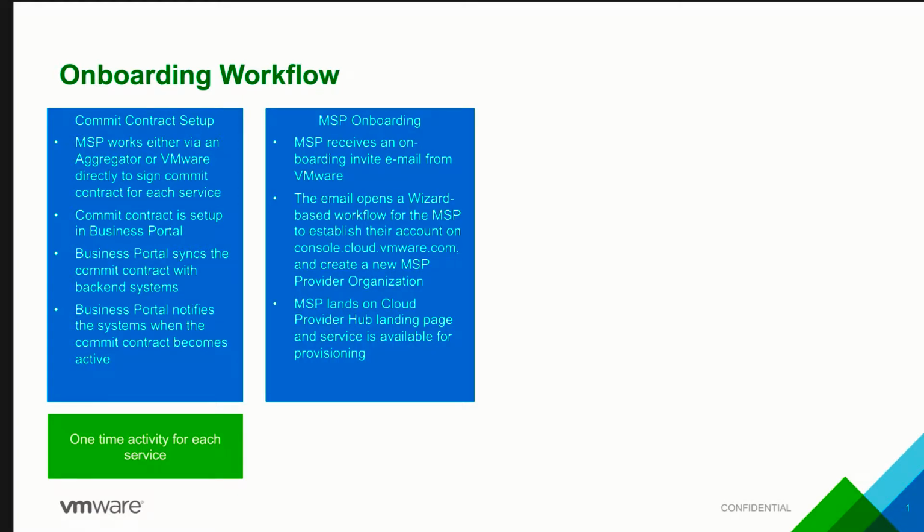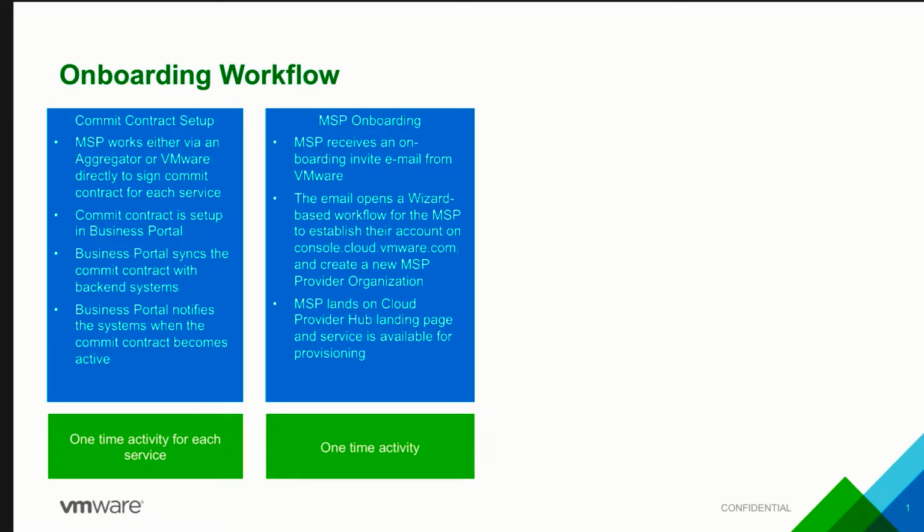However, the first time a commit contract becomes active, MSP receives an onboarding invite email from VMware. The email opens a wizard-based workflow for the MSP to establish their account on console.cloud.vmware.com and create a MSP master, that's provider organization. MSP lands on Cloud Provider Hub landing page when the provider organization creation is complete, and now the service is available for provisioning. Service is available as a tile.